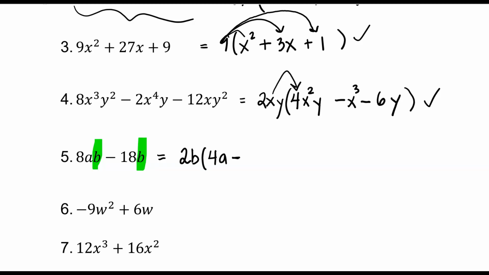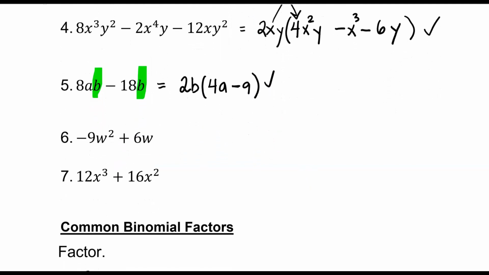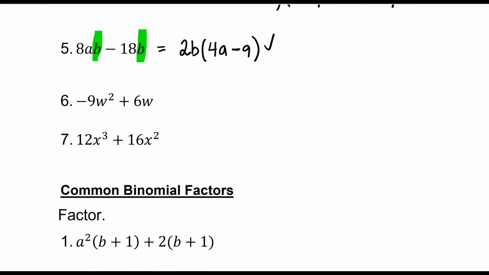4a minus 9 will give us what we need for that problem. Moving on, this is a different situation here. We have a negative in the front. Whenever there is a negative in the front, a negative leading coefficient, I think it is an advantage for you to know how to also factor out that negative.